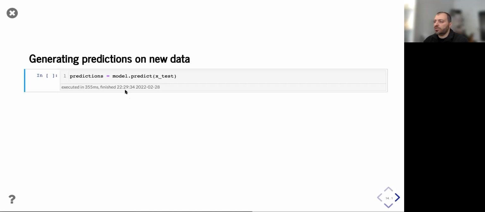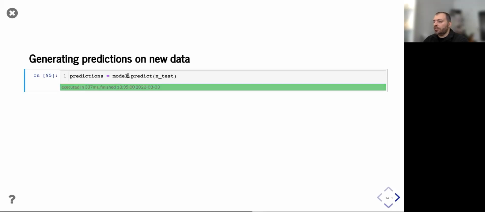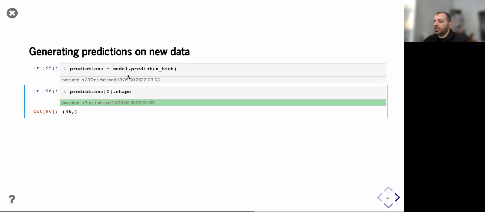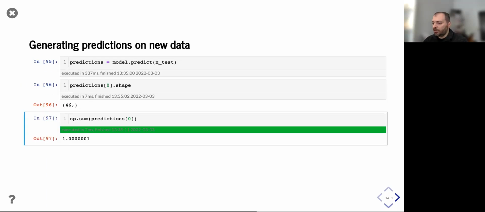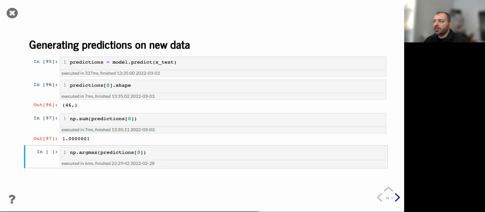It's more or less the same. We just call model.predict. The difference here is that predictions has 46 numbers. It's not one number. And the sum of these numbers should be close to 1. Okay, more or less. So this is probabilities for each one of the categories.